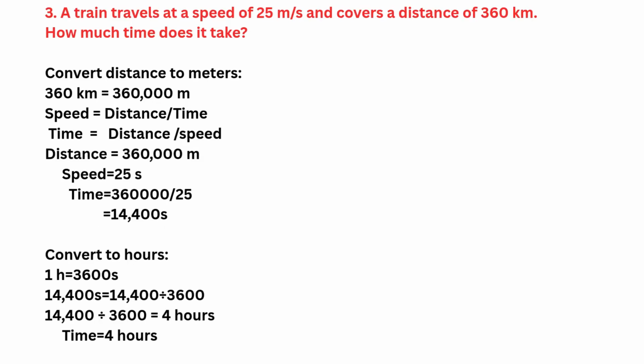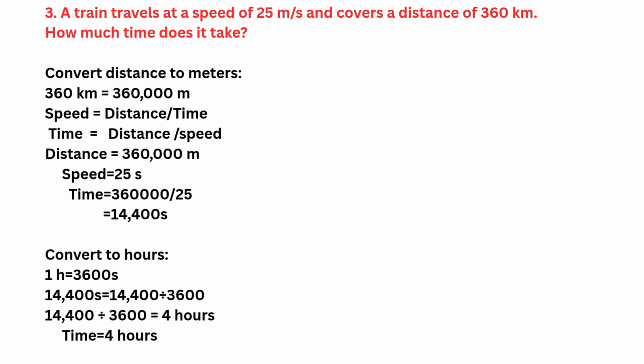Question number 3: A train travels at a speed of 25 meter per second and covers a distance of 360 kilometers. How much time does it take? First we want to convert the distance into meter. 1 kilometer is equal to 1000 meter, so 360 kilometer is equal to 3,60,000 meter.